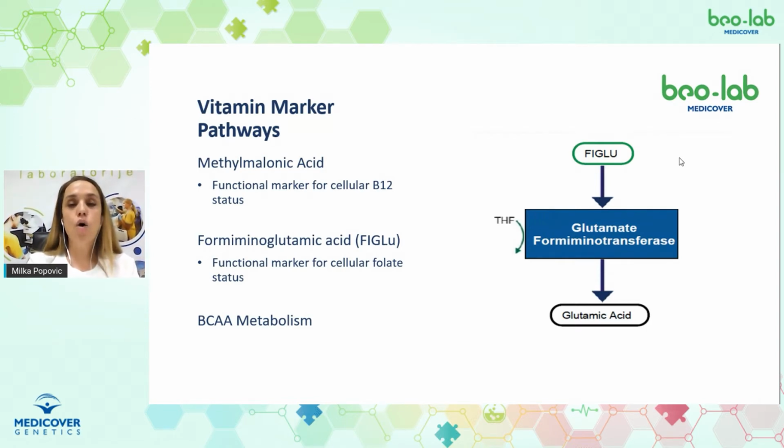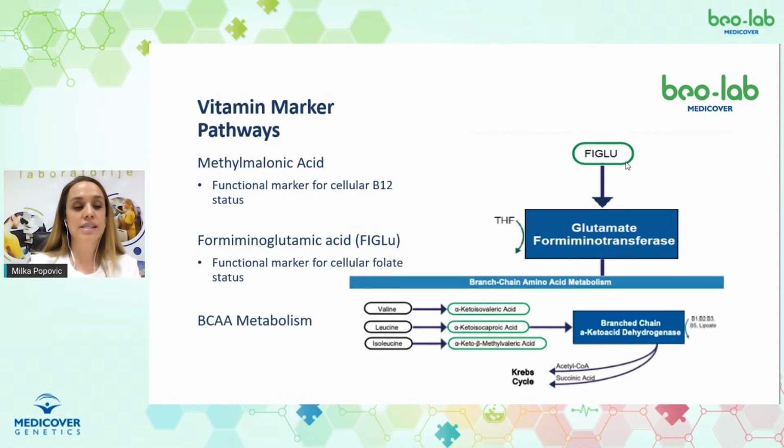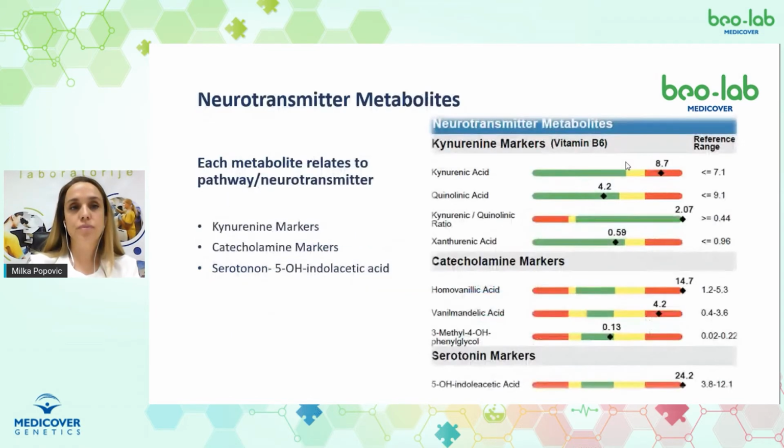So the same goes for this scenario. You'll see FIGLU, that's an abbreviation for formiminoglutamic acid, which also depends on folic acid. And if we do not have sufficient folic acid, the FIGLU will be deposited in the urine. Also alpha keto acids, which are shown here, the same goes for them, which are markers for some other B vitamins, such as B1, B2, B3.